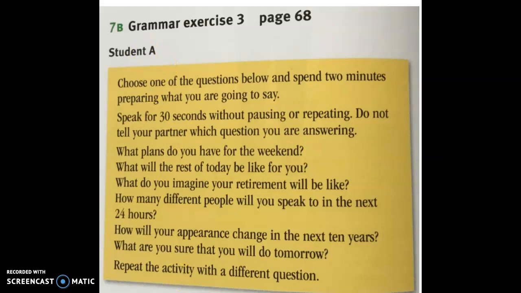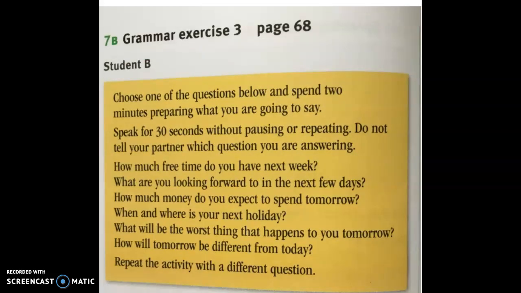So that's student A, and student B has to do the same thing, but with a different set of questions. So student B's questions are here. So after they've had some preparation time, you can either put them in pairs or in small groups or groups of 4 and get them to speak for as long as possible. Make sure that they know that they need to use as many different future forms as possible and the correct ones. And then the other people in the group have to try and guess what question they're answering.